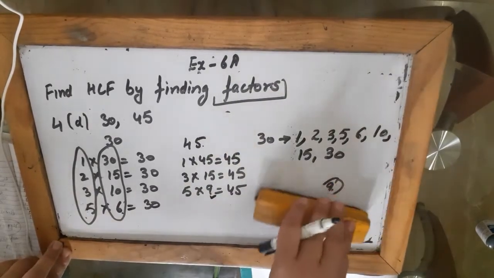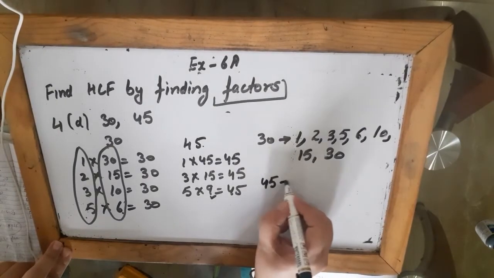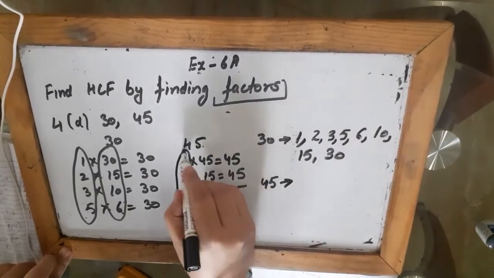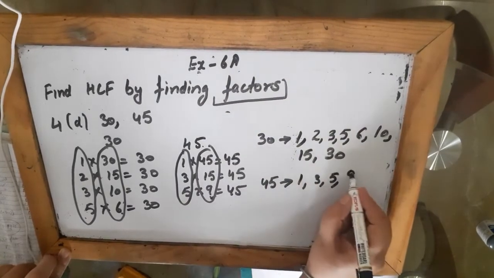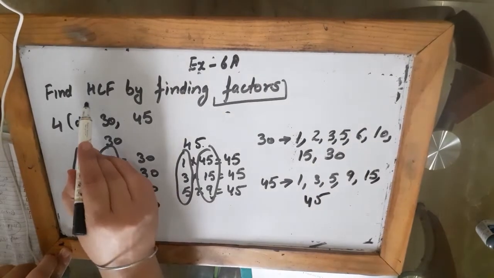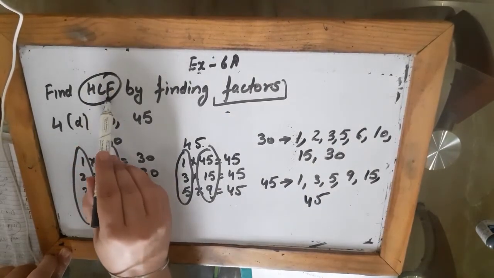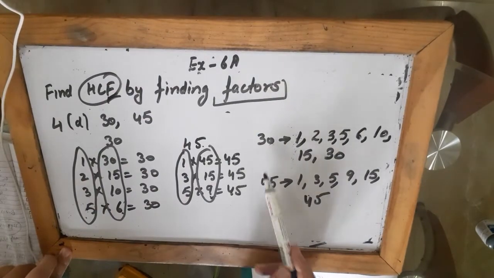It means I have listed all the factors of 45. So what are all the factors of 45? So 1, 3, 5, 9, 15 and 45. So I have to find the HCF, I have first found all the factors of 30 and 45.